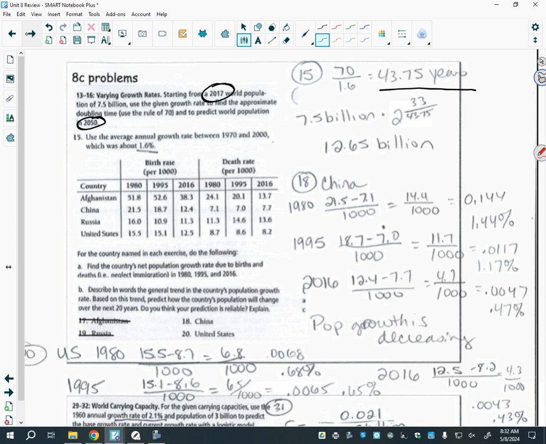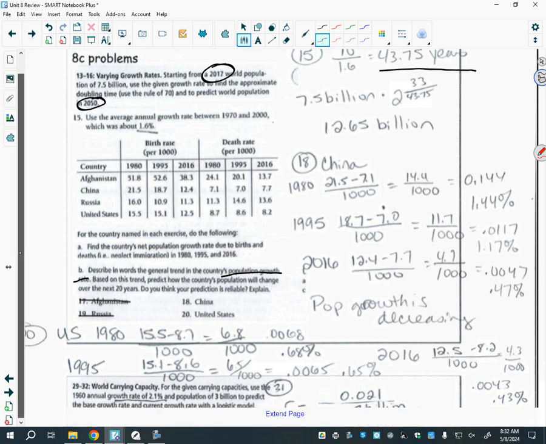But 18 and 20, I'm not going to make you do this so many times on the test, but there's definitely going to be a question where I give you a birth rate and a death rate, and I ask you to find the overall population growth rate. So remember, if they ask you to find the population growth rate, that's just birth rate minus death rate. And you can leave it as a decimal, or I like to make it a percent.